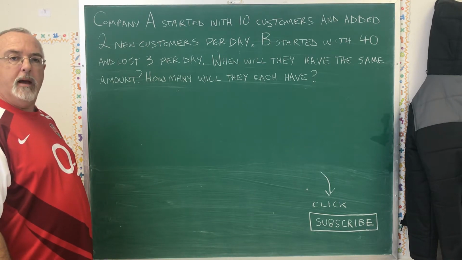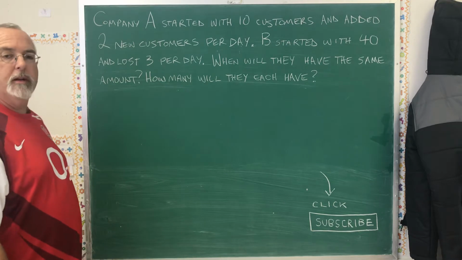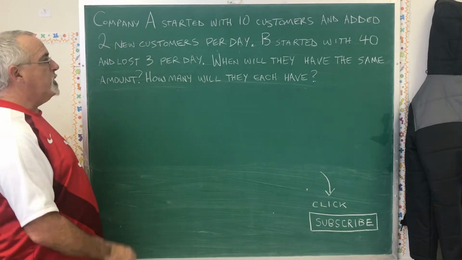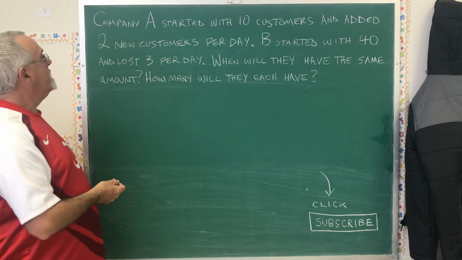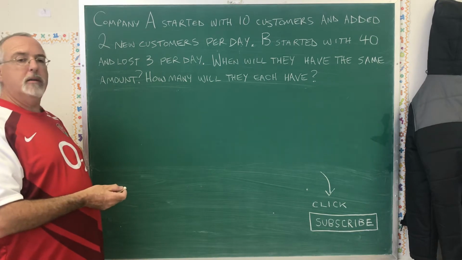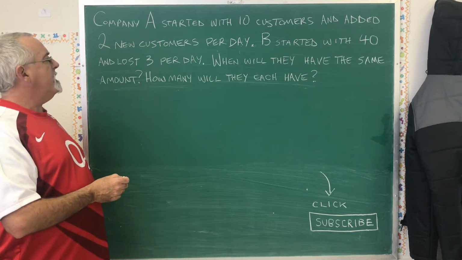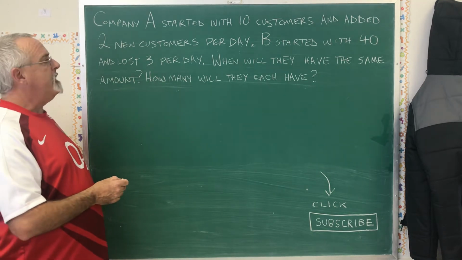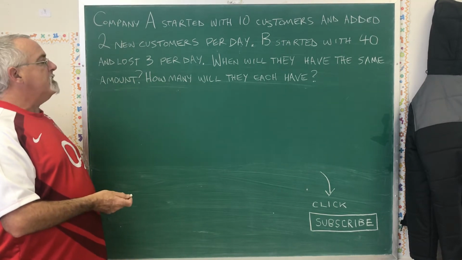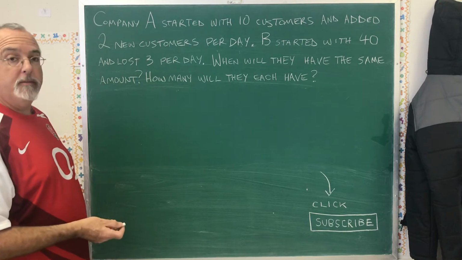Today's daily dose of math is an example of using comparison to solve a word problem situation. Company A started with 10 customers and added 2 new ones per day. B started with 40 customers and lost 3 per day. When will they have the same amount? And how many will they each have?